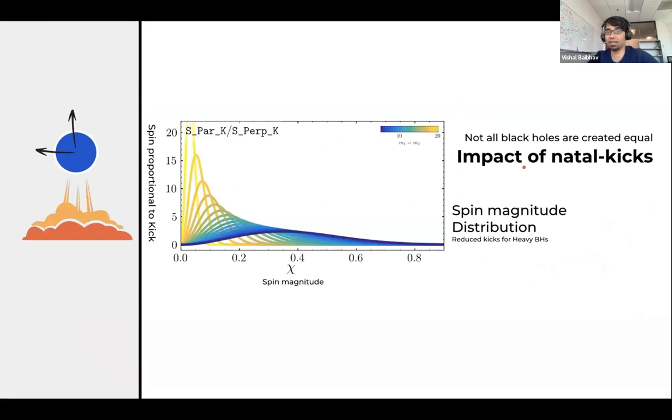So let's say you have a black hole which is being spun up because of the kick. In these cases, you can expect that the spin magnitude should be proportional to the kick magnitude. In general, we expect that lighter black holes receive larger kicks. In those cases, the blue lines should also have larger spin magnitudes. On the other hand, heavier black holes should receive smaller kicks because there could be huge fallback, which suppresses the kick magnitude, which should also suppress the spin magnitude.